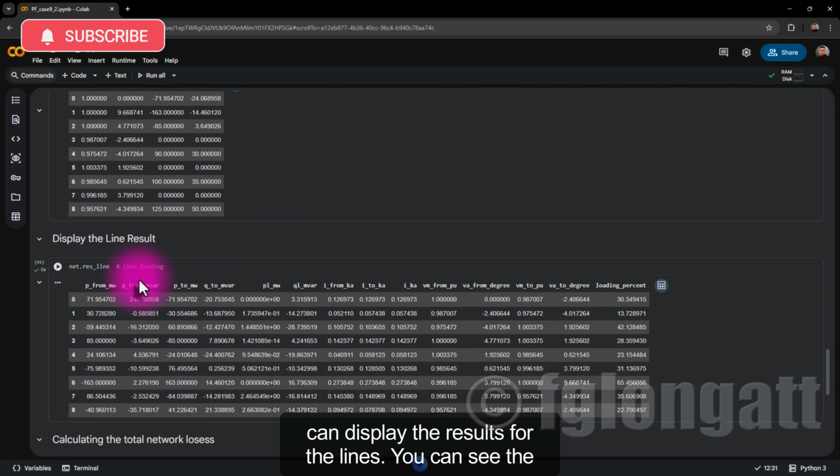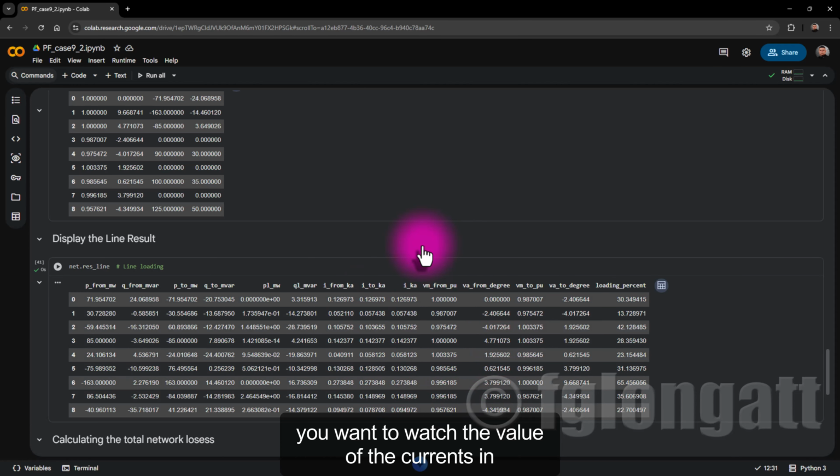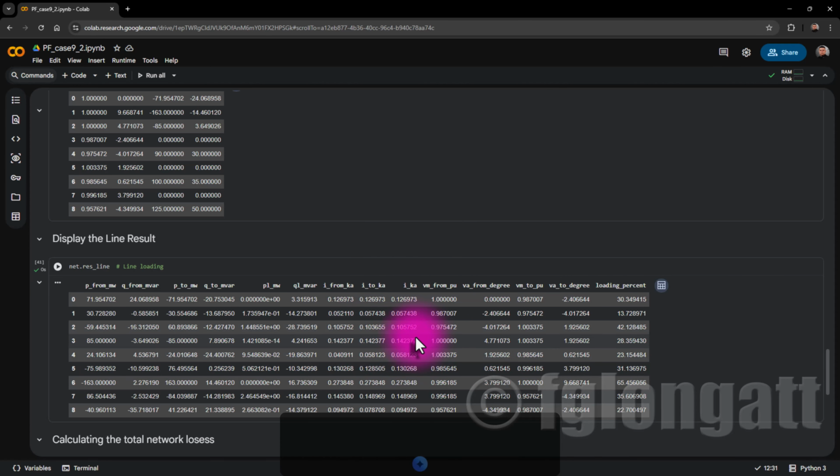Similarly, you can display the results for the lines. You can see the active power flow and the reactive power flow in both terminals of the branches, and also, if you want to watch the value of the currents, in kiloamps.